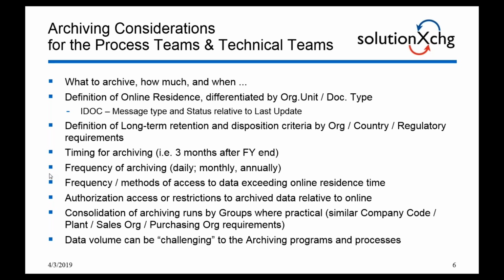As we're going through the process of determining what data to archive, we need to look at consolidation of archive runs by groups of data. You may archive data based on company code, plant, sales org, purchasing orgs, etc. And that's just ways of grouping data that is similar. So you may have a set of company codes which have a 7-year retention. You're going to group that data together. So that's another thing to consider when you're coming up with the variants that you're going to use for the archiving execution.